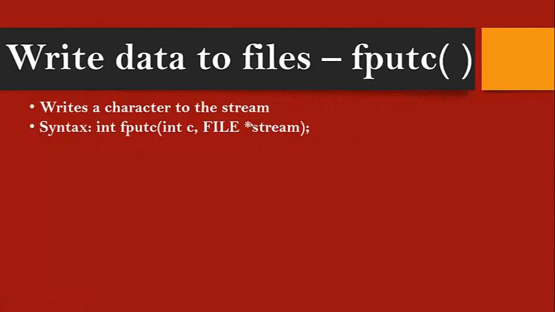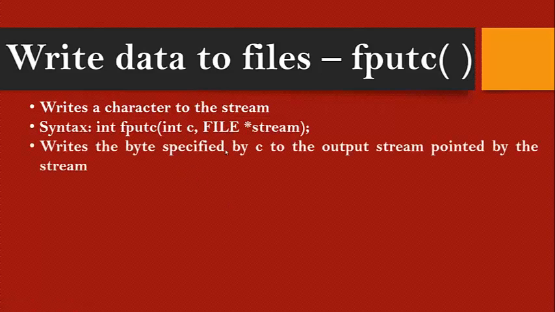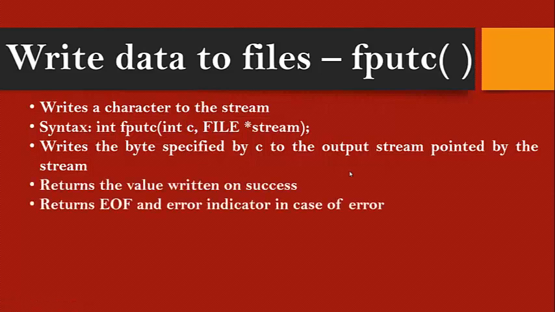Every character that you are trying to write is interpreted as an integer. So it writes the byte that has been specified by the first argument, that is c, to the output stream pointed to by the stream. It returns the value that is written on success, and it returns end of file along with the error indicator in case of any error.